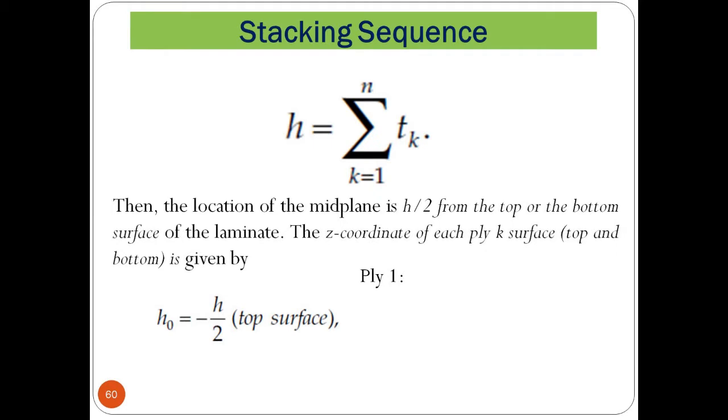And now for ply 1, h naught equals minus h by 2 for the top surface. So this is the sign convention, nothing else. And finally we may have h naught equals minus h by 2 for the top surface.